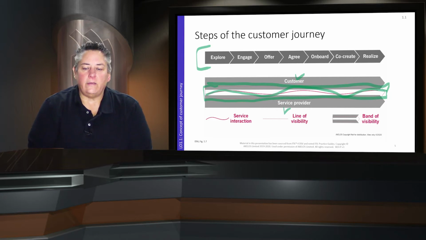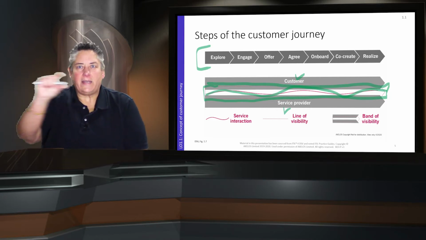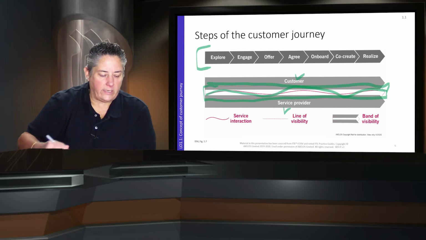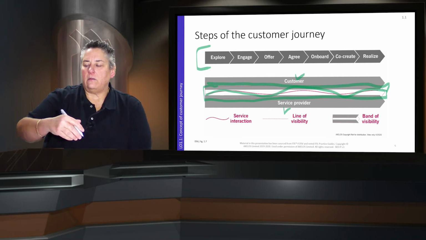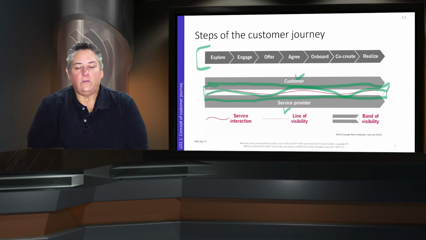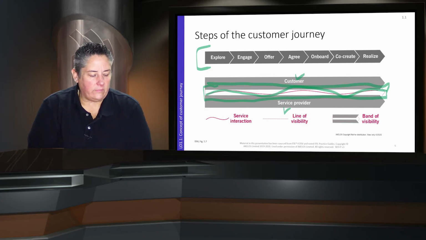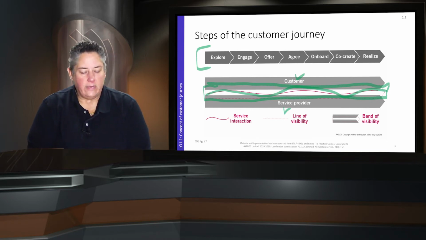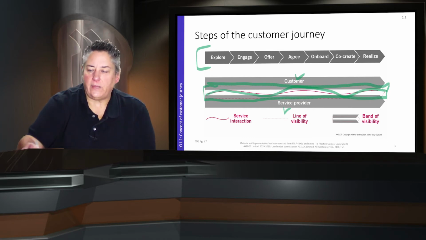So we call this dotted arrow the band of visibility. This is what the customer can see. This is what the service provider can see. And we'll come back to that as we go along, but it really is relevant when we start talking about the touch points and interactions. So just really briefly, that band of visibility, it's the activities and the resources within a service relationship that are visible to both the service provider and the service consumer. So that's what they're sharing, and that's what they can see.